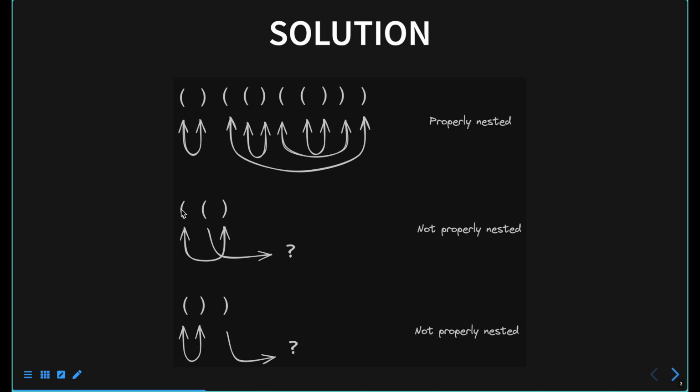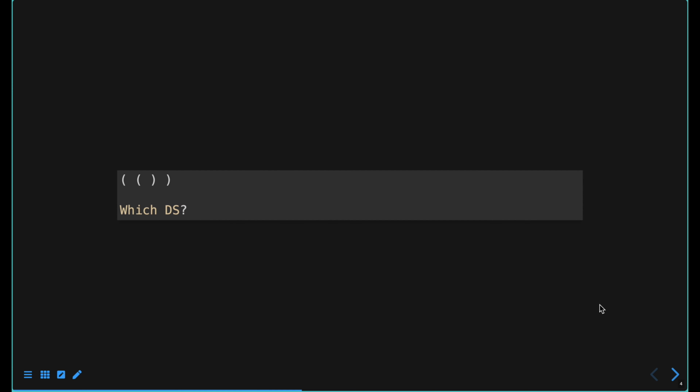Similarly, we can see another example where we open two parentheses but close only one. So this is also not properly nested. And finally, we see here that there's only one parenthesis open but two closed. So again, this is not a valid parenthesis. Now let's think about what is actually happening here.